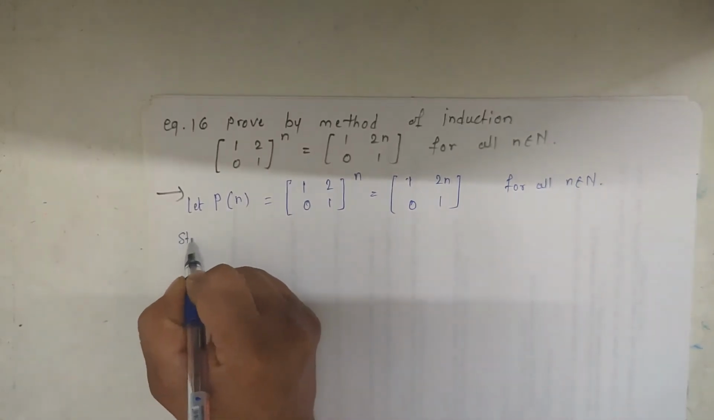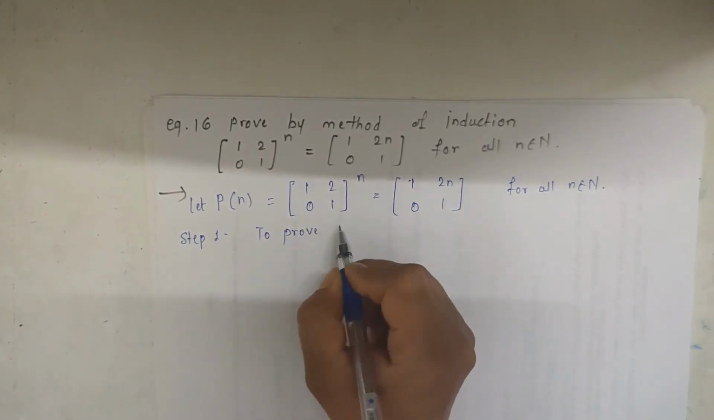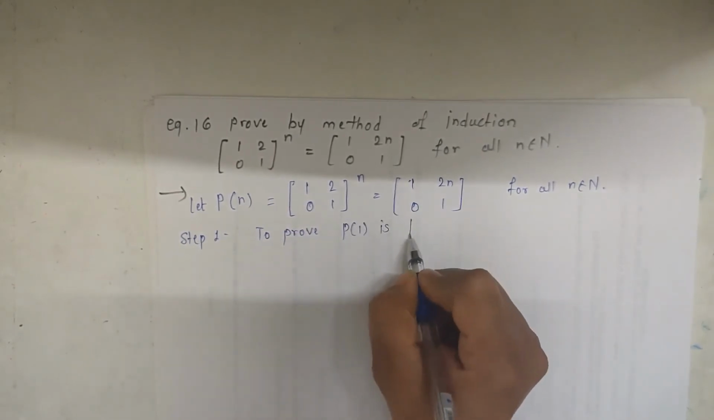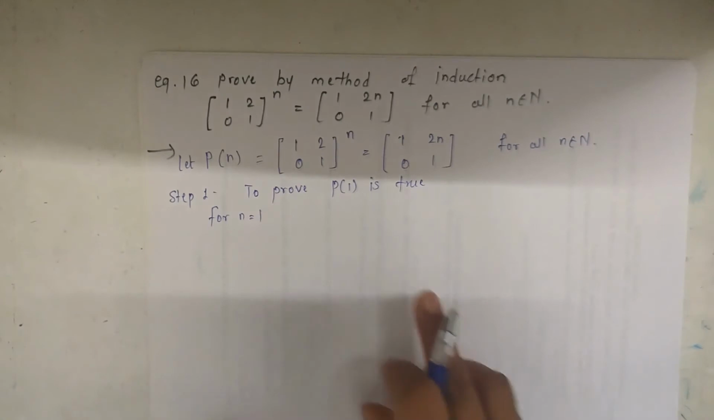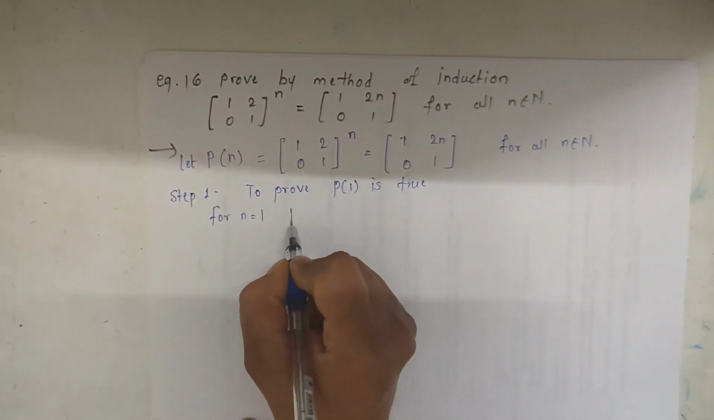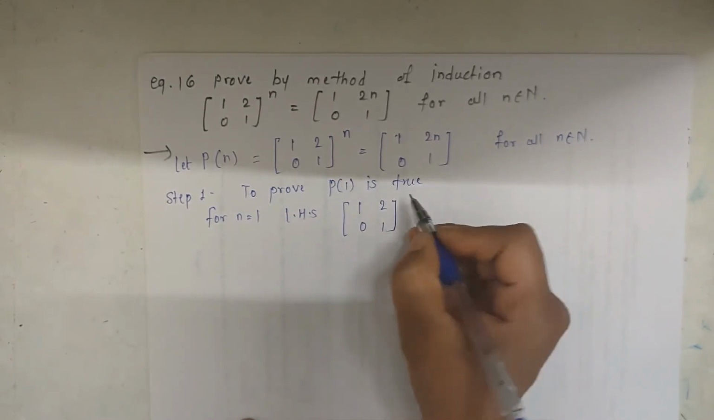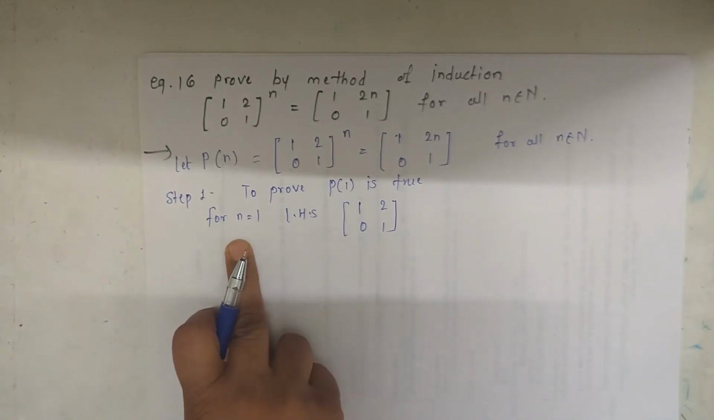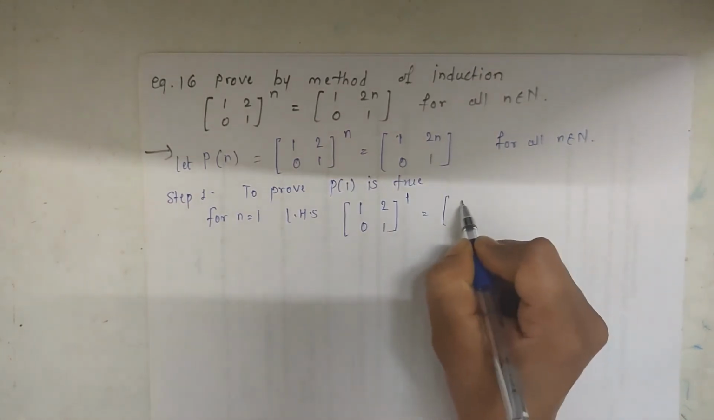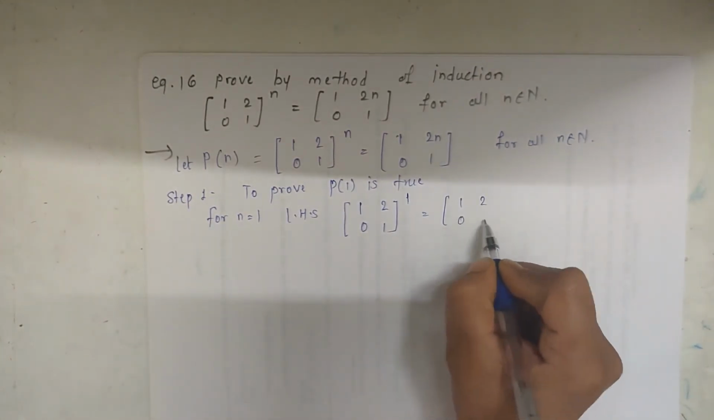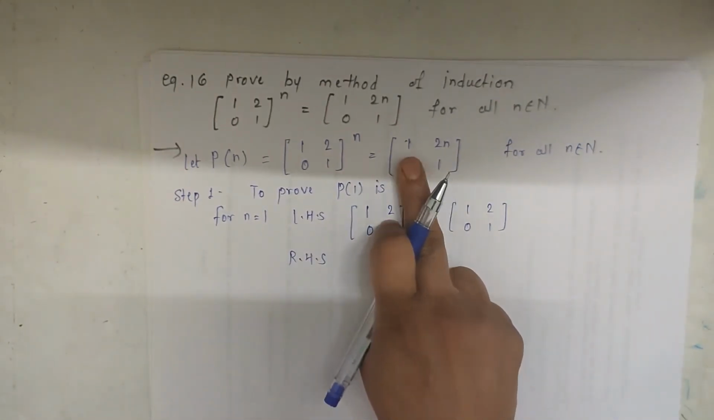So in step 1, we have to prove that P of 1 is true. So put n is equal to 1 in the given statement. Now here LHS is the matrix of elements 1, 2, 0, 1 raised to n, but here n is equal to 1 for step 1. So write here 1, that is, the matrix of elements 1, 2, 0, 1. Now in the RHS, the RHS of the given statement is 1, 2n, 0, 1.